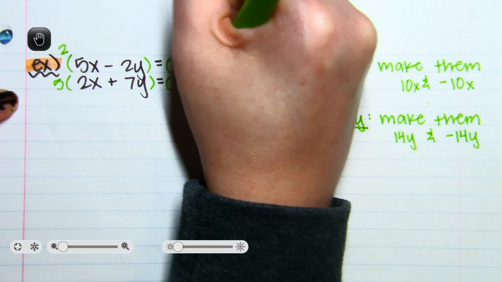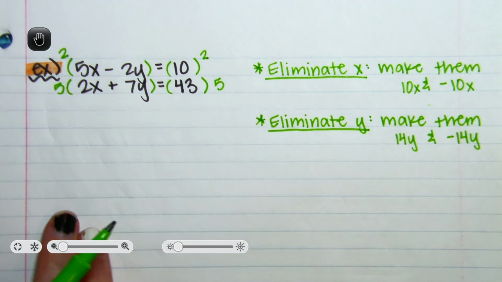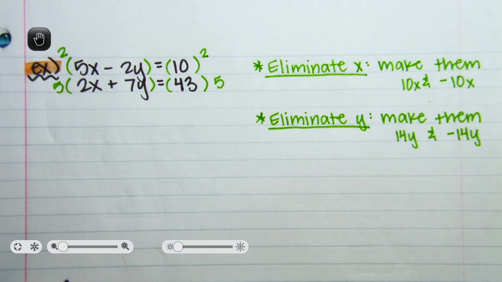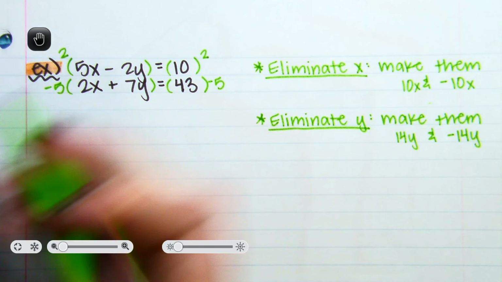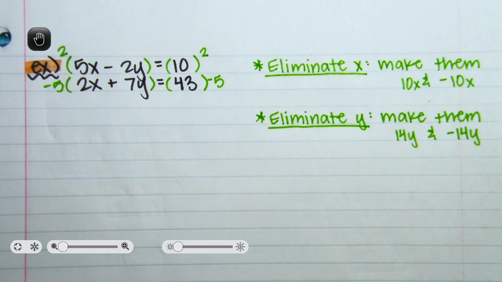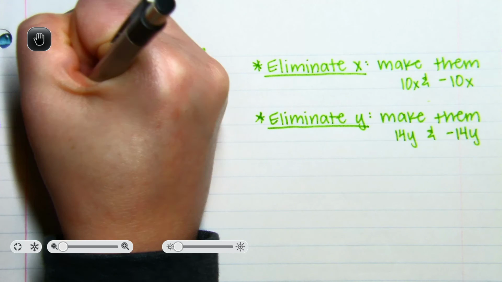That's going to make my x values 10x and 10x. But I need to make one of these negative. So again, personal preference. There are so many different ways to do these problems, and all of them are correct. I'm going to choose to make the 5 negative just because I have a little bit more room in front of it. That's the only reason. Honestly, it doesn't matter which one you make negative. All right, so let's go ahead and rewrite these.